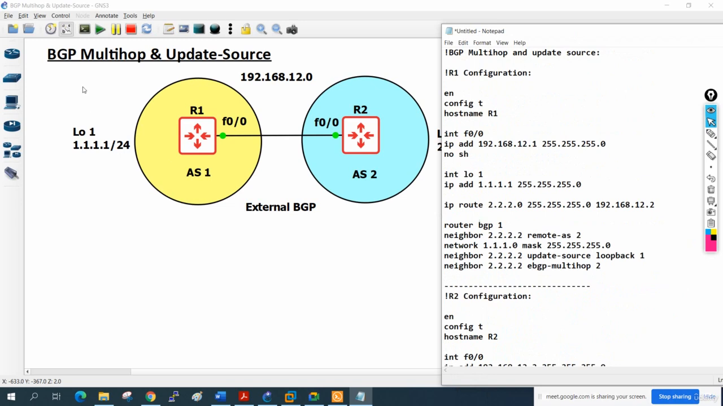We need to remember, BGP multihop is used to increase the TTL value. Update source is used when we are doing the neighborship from the loopback. Why am I writing this update source? Because if we did not, even though we put the commands to make the neighbor from this loopback to this loopback, BGP by default will use the physical interface. So to change from here to here, we write this command, update source loopback 1. Okay. And this one is used to increase the TTL value. So let me stop this recording.